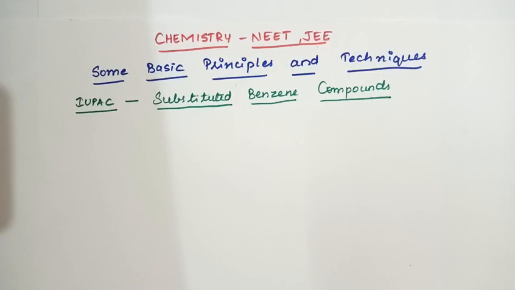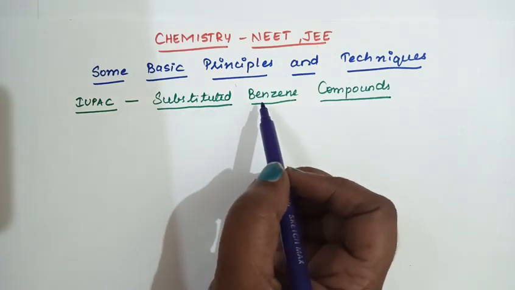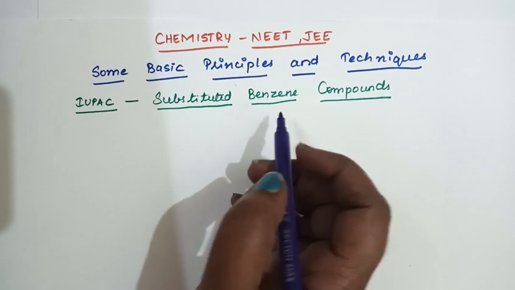Students, in this video we are going to learn about IUPAC nomenclature of substituted benzene compounds. So students, already I have made videos on IUPAC nomenclature of cyclic compounds and linear chain compounds. So if you have not watched, you can go to the playlist and you can watch those videos. Now coming to IUPAC nomenclature of substituted benzene compounds. So students, first let us learn IUPAC nomenclature of benzene.